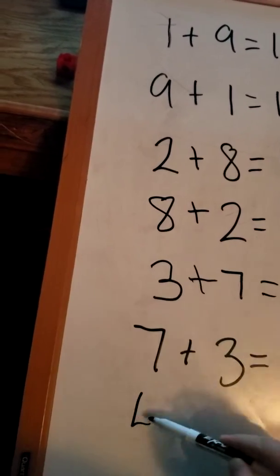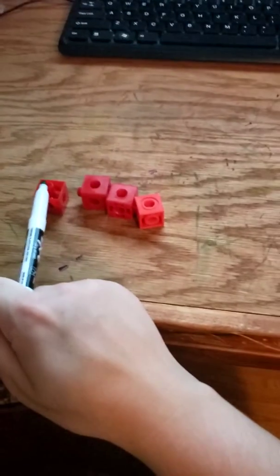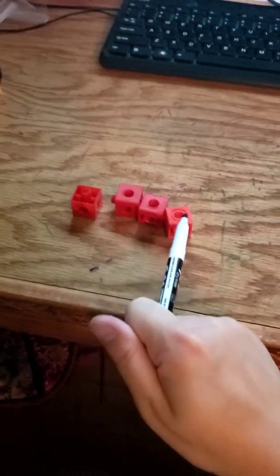How about 4? Think about 4. 4 plus something is going to equal 10. So if I had a group of 4, let's say I had 4 right here. Count with me. 1, 2, 3, 4. So here's 4. So how many more do you think I need in order to get to 10?